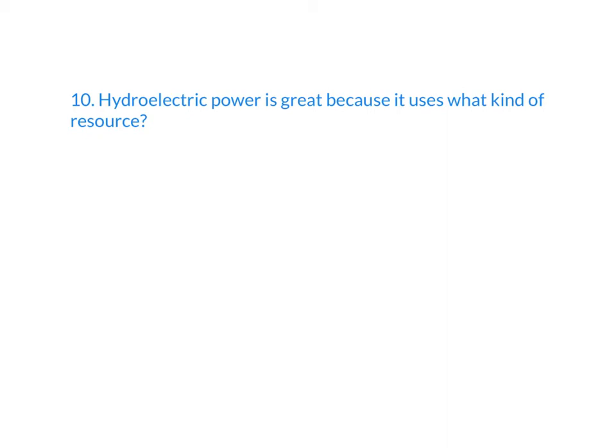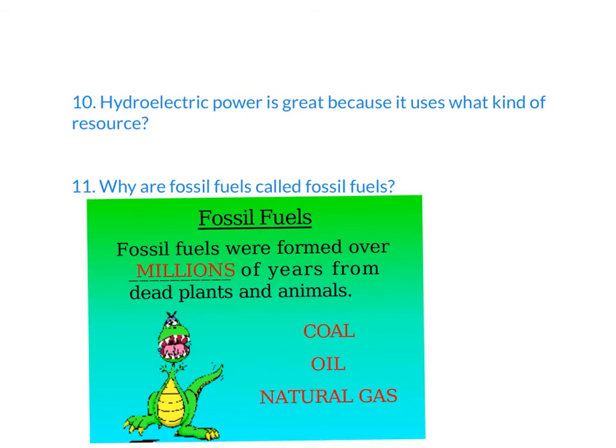Number 10. Hydroelectric power is great because it uses what kind of resource? Hydroelectric. If you said water, you'd be right on the money. Hydro means water, and this is what we've already talked about before with a dam. Well, as you probably already know, they're called fossil fuels because they were formed millions and millions of years ago from dead plants and animals. Coal, oil, and natural gas are the 3 major fossil fuels, and they're non-renewable because it takes so long to make more.